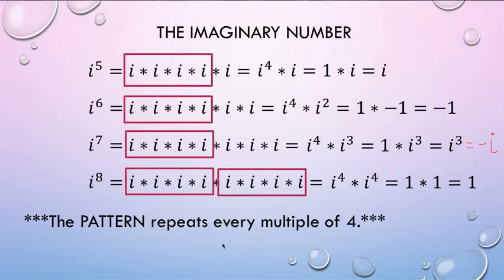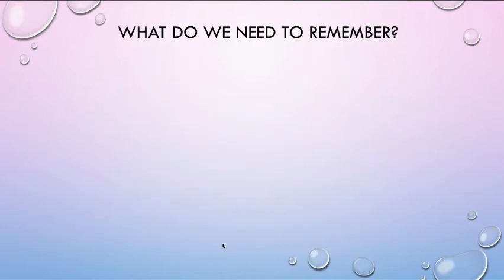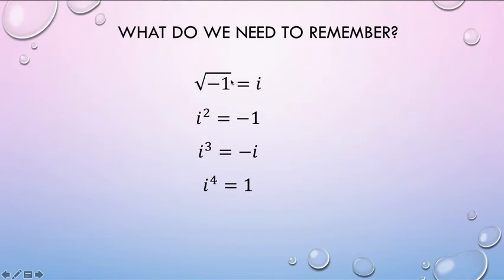So what that tells us and what that means for us is actually a good thing. What do we actually need to remember? We need to remember that the square root of negative 1 is just i. And then we get the pattern that i squared is negative 1, i to the third is negative i, and i to the fourth is equal to 1. And remembering this pattern allows us then to simplify any exponent of i.